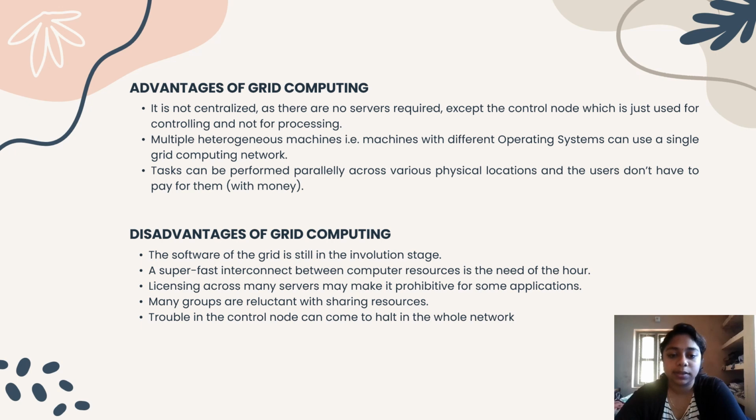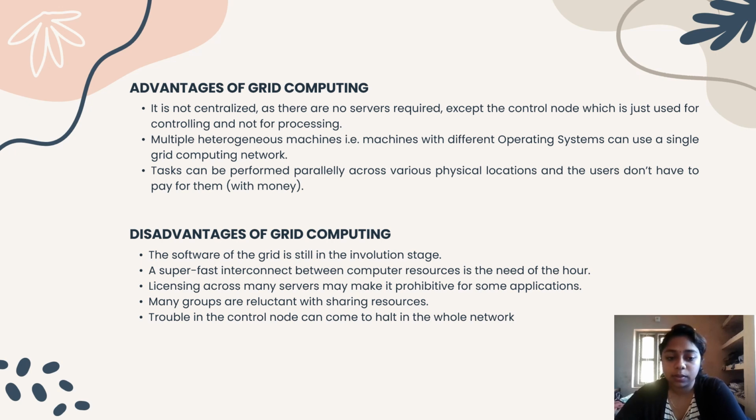Next are the advantages of grid computing. It is not centralized, as no server is required except the control nodes, which are used just for controlling and not for processing. Multiple heterogeneous machines, meaning machines with different operating systems, can use a single grid computing network. Tasks can be performed in parallel across various physical locations, and the users do not have to pay for them.